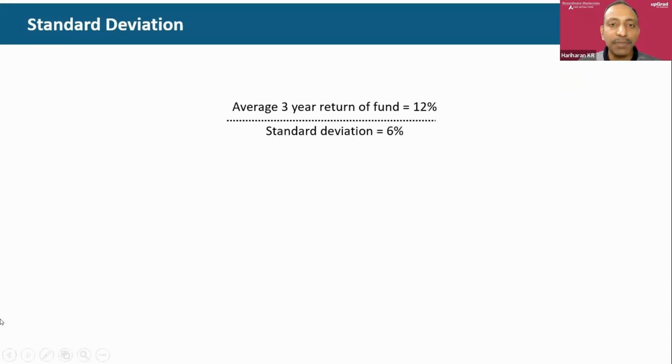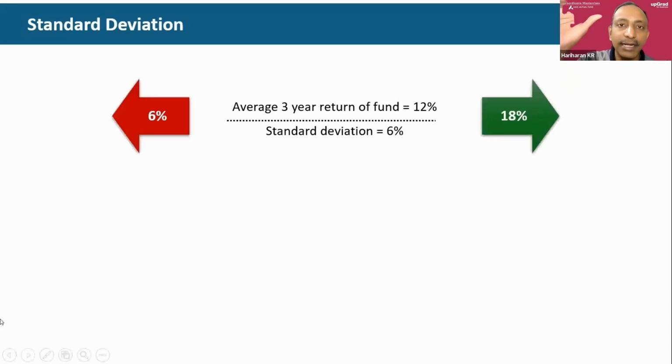So from an investment perspective, let us look at this. You look at a fund and you see that the fund has delivered 12% return in the last 3 years, and this fund has a standard deviation of 6%. Where is this data available? This data is available in the fact sheets. So 12% return, 6% standard deviation. How you interpret this data is, you do 12 plus 6 on the positive side and 12 minus 6 on the negative side. So 12 plus 6 is 18, 12 minus 6 is 6%. So what it tells us is that, generally speaking, the fund's performance ranges between 6% and 18%.